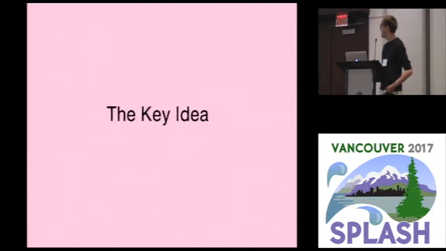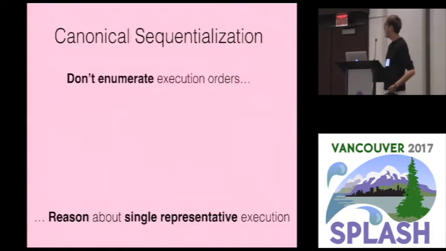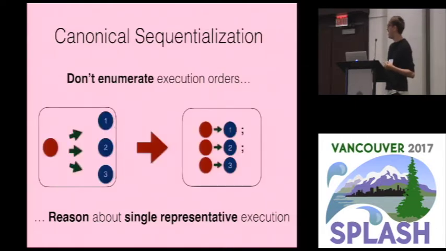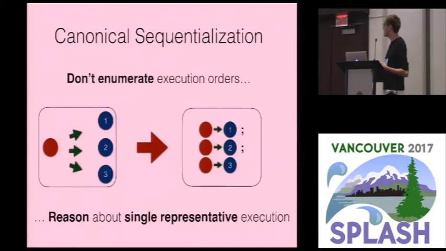Okay. So here's the key idea behind our method. Often, when programmers write code, they don't reason about all these different case splits in the execution. But what they have in mind is a simpler, single representative execution of the system. So instead of reasoning about a system where you send out all the messages and then they arrive in some order, you actually reason about a system where first the message is sent, then it's directly received, then the next message is sent, and it's directly received, and so on. Okay, and we call this simple representative execution the canonical sequentialization of the program.